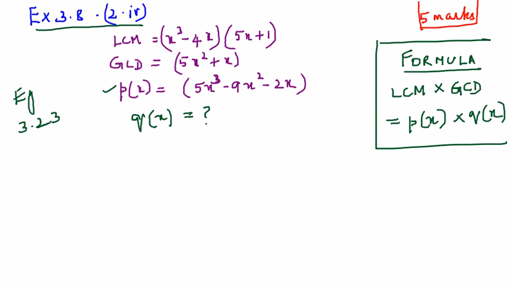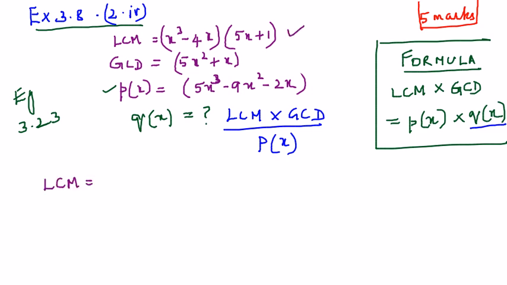As always, you must remember the formula for this. LCM into GCD is P of X into Q of X. So if LCM into GCD is P of X into Q of X, I can write my Q of X as LCM into GCD by P of X, right? Q of X over this side, I am taking the P of X to the other side. Since it's a multiplication here, when it goes to the other side, it becomes the denominator, right? That's all.